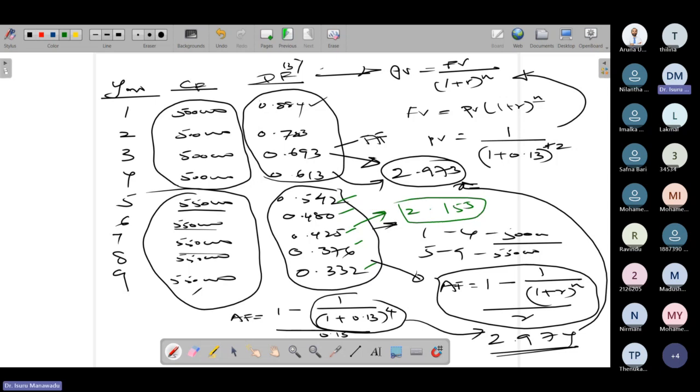Right. How should you get the answer by using this equation? Any idea? First, we have to take it for 9 years and deduct the first 4 years annuity factor. Very good. Correct. Nice answer. That's how you should do.